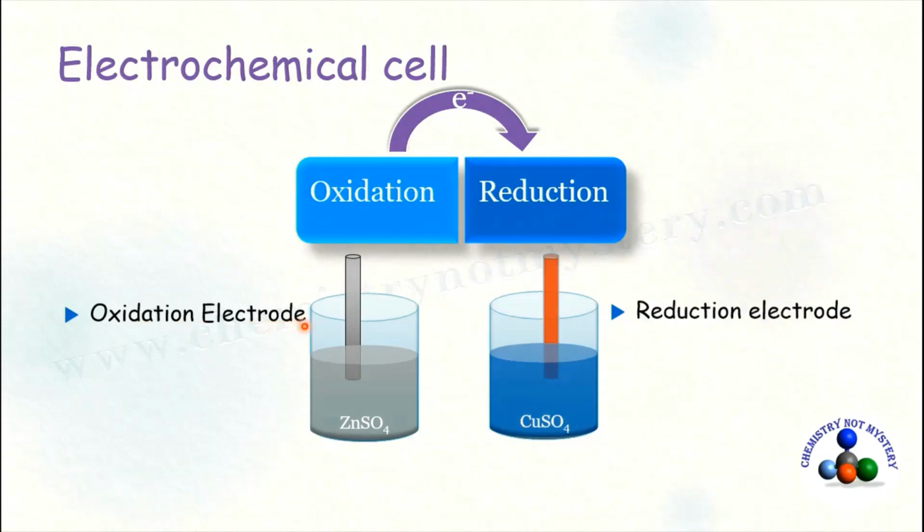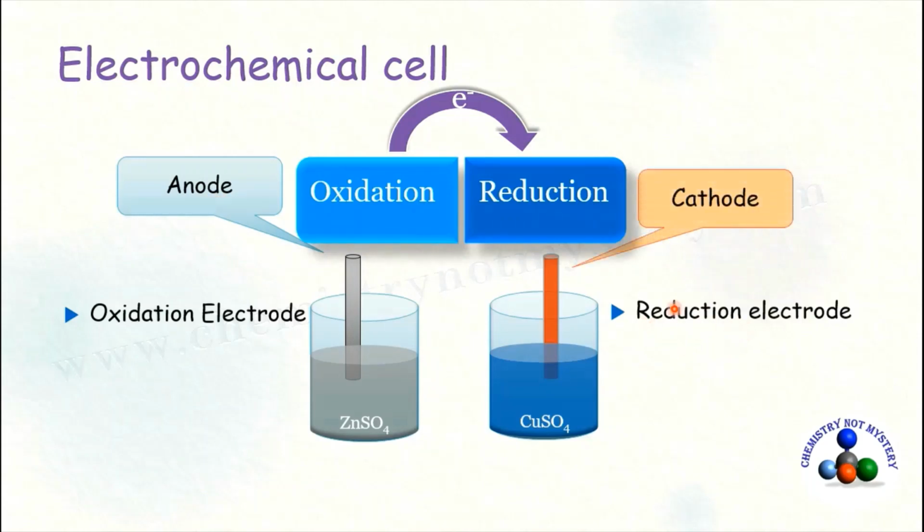Oxidation electrode is also called as anode. As we have discussed in our previous video, anode is the electrode where oxidation takes place. And reduction electrode is also called as cathode. So cathode is the electrode where reduction takes place.